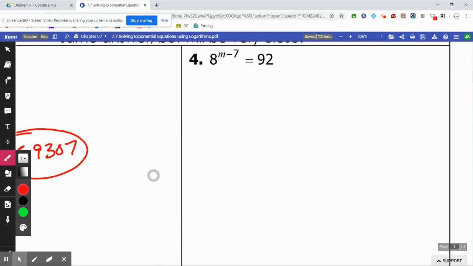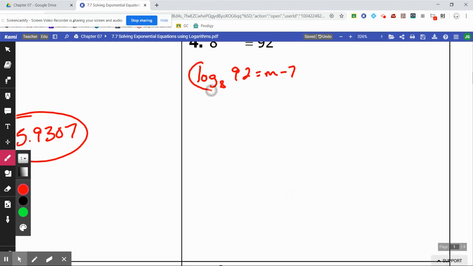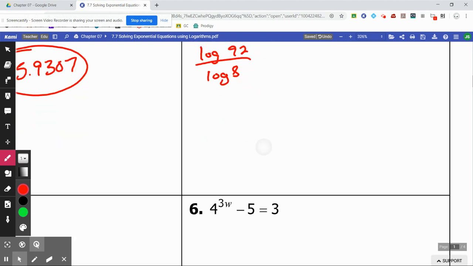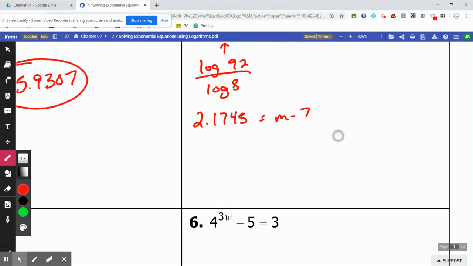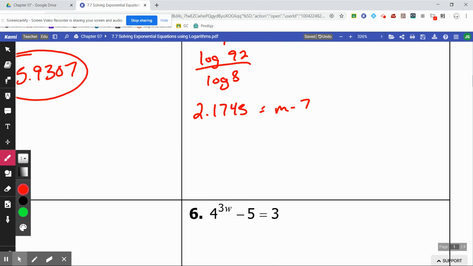Number 2, again, step number 1, we're going to change forms. This will be log base 8 of 92 is equal to m minus 7. This can be typed into your calculator by doing the log of 92 divided by the log of 8, which is 2.71745. And again, on the other side, you still have m minus 7. The last step, we do have to move the minus 7 over by adding 7, so we get 9.71745 for our m.